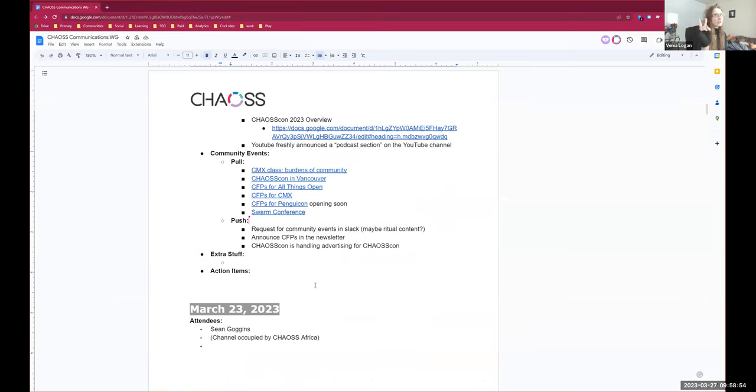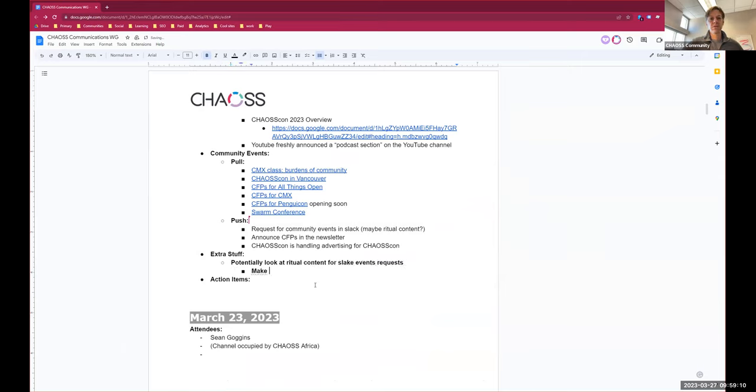So those are the two options. I think the Slack option makes the most sense immediately. Yeah, let's see how that goes first. See people's response to that. Ritual content for Slack event requests. And that's something that would be easy enough to remind people of on the weekly calls as well.